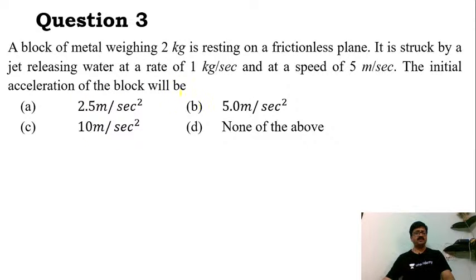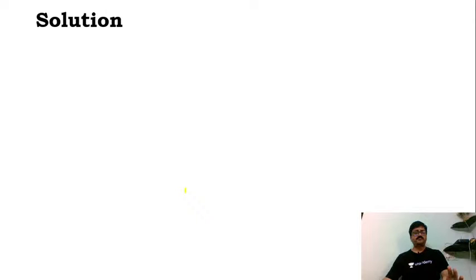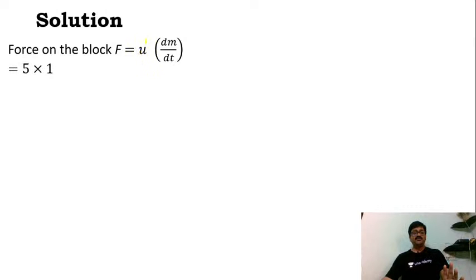A block of metal weighing 2 kg is resting on a frictionless plane. It is struck by a jet releasing water at the rate of 1 kg per second and at a speed of 5 meter per second. The initial acceleration of the block will be, okay. Now over here, as you can notice, my dear friends, force on the block we can take as u into dm by dt, right? Then here u is what? 5 meter per second and dm by dt is 1.